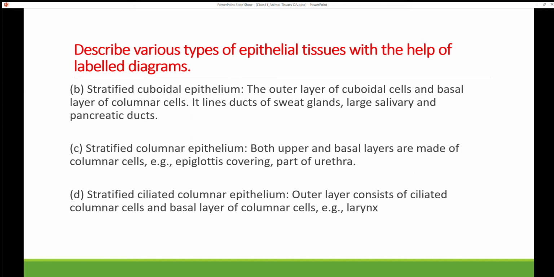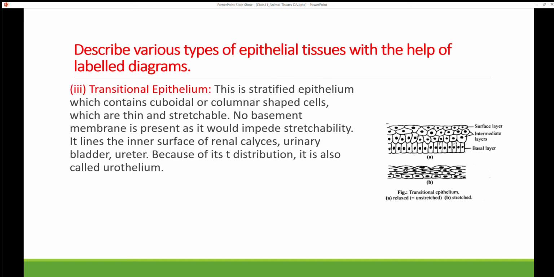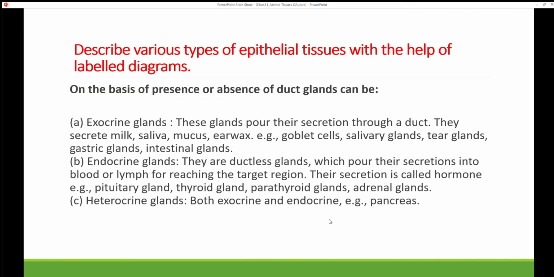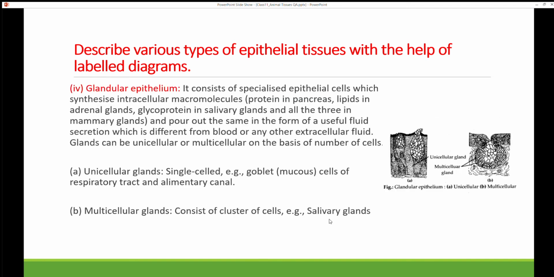The stratified cuboidal epithelium has an outer layer of cuboidal cells and a basal layer, and the epiglottis has stratified epithelium. Then the transitional epithelium, which is found in the bladder and ureter. Urothelium is thin and stretchable. See the diagram. And then glandular epithelium, which contains glands.